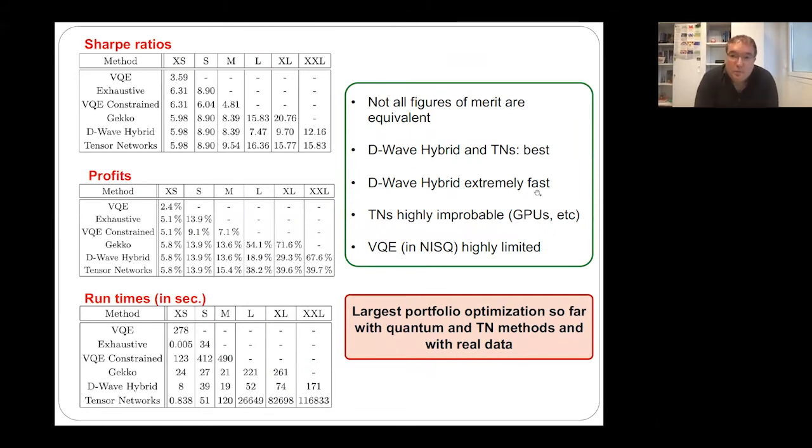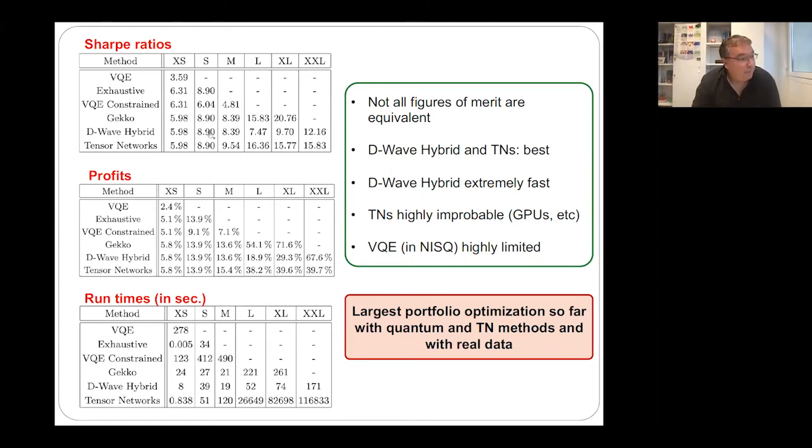Okay, so here is the summary of the results. There is a lot of information in this slide. In this table, we have 3 different quantities that we computed: Sharpe ratio, profits, and runtimes in seconds, for the different algorithms and for the different datasets. Now, wherever you see a dash means that we couldn't make it, the algorithm couldn't make it. So it means that there was a limitation here.